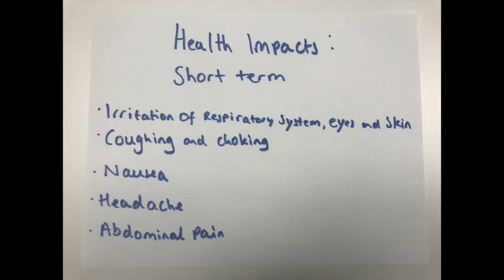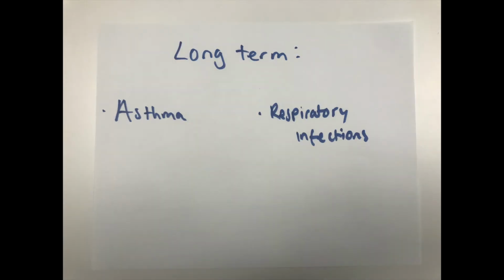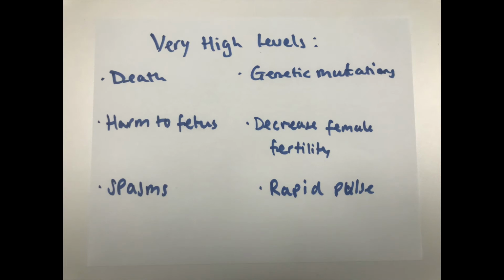Health impacts. Health impacts can occur from short-term, long-term, and just heavy exposure. Short-term exposure shows irritation of the respiratory system, eyes, and skin. It can cause coughing and choking, nausea, headaches, and abdominal pain. Long-term effects are asthma and respiratory infections. Very high levels can lead to anywhere from death to genetic mutations.